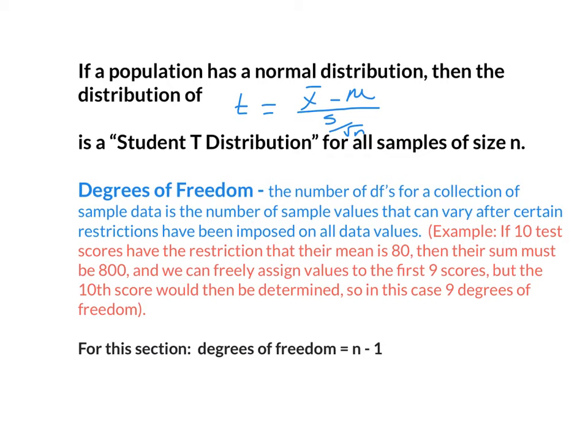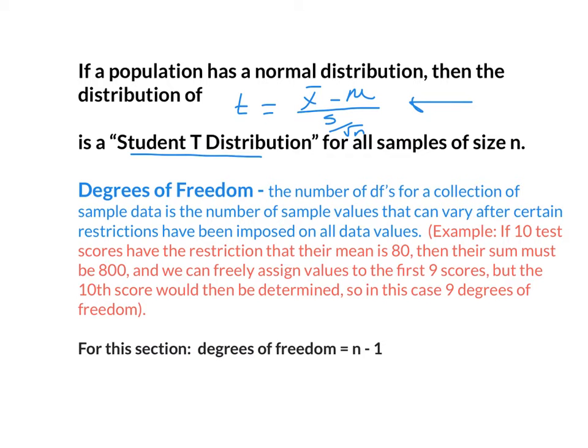If a population has a normal distribution, then this t distribution right here, which is x bar minus mu over s over square root of n, is called a student t distribution for all sample sizes of n. Now, that's the distribution we must use to find population means. It was discovered by a guy, believe it or not, who worked at a brewery, the Guinness Brewery, way back in the early 1900s. His name was William Gossett, and he actually did this with samples of beer, to be honest with you.